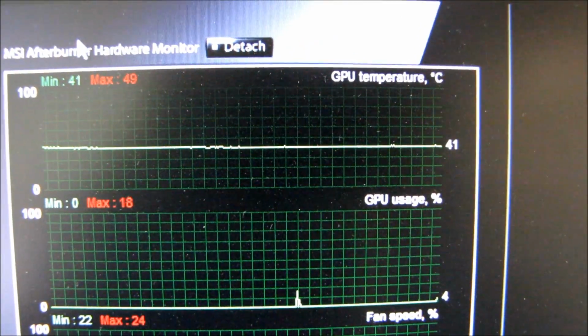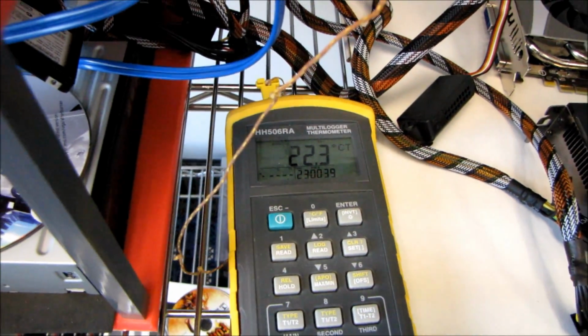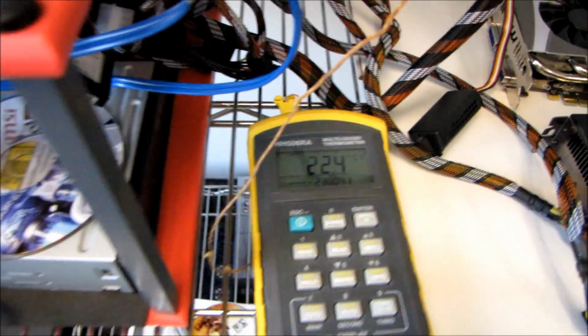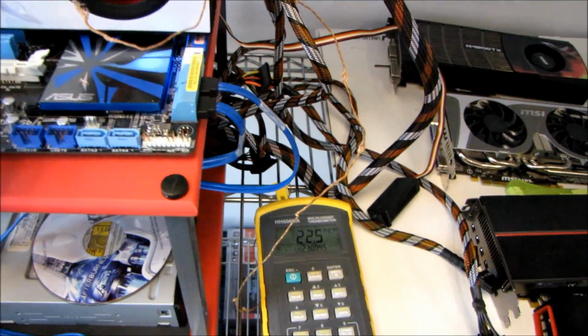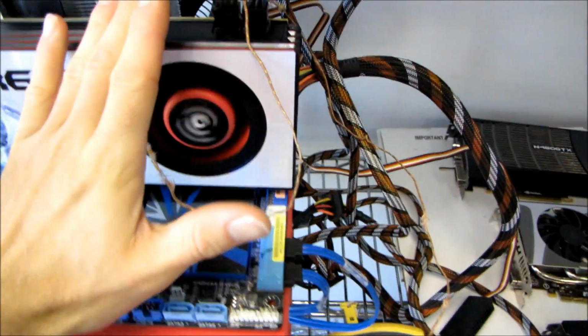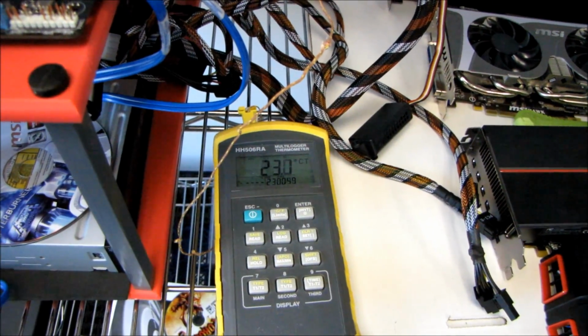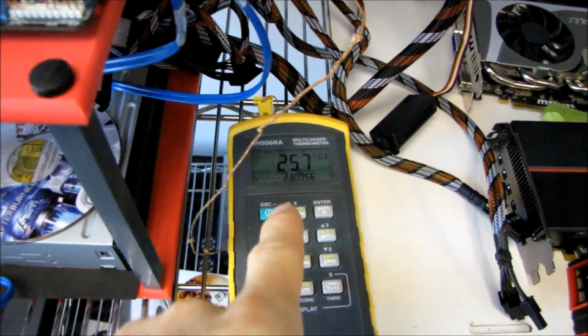So here you can see we have a 41 degree idle at a 22 to 23 degree room temperature. We're gonna treat this as sort of plus minus one. I mean, look how sensitive this thing is. If I put my hand next to the probe over here, watch the temperature skyrocket just from the heat my hand's giving off. I'm not even touching the thing. Pretty crazy. It's already up to like 25 degrees just because of the heat from my hand.